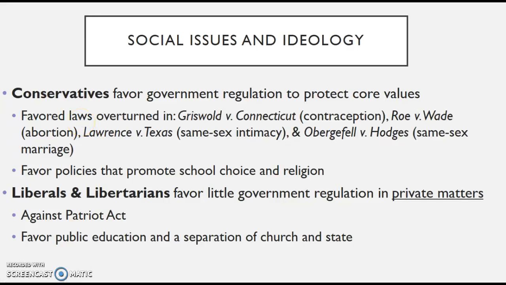And as a result, when you look at this overall, conservatives tend to favor policies that promote school choice and favor religion. And many of these, all four of these, are going to be based on religious objections. Whereas liberals and libertarians favor little government regulation in private matters. So it's interesting how they are different when it comes to regulation here. So liberals are, for example, against the Patriot Act, which would allow the government to sort of circumvent Fourth Amendment rights for purposes of national security, to not obtain a warrant if it's for, again, national security purposes. Liberals also tend to favor public education as well as a major separation of church and state.